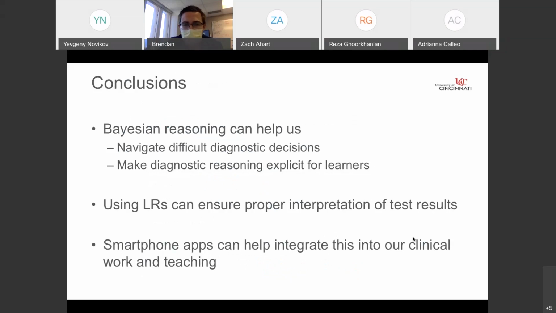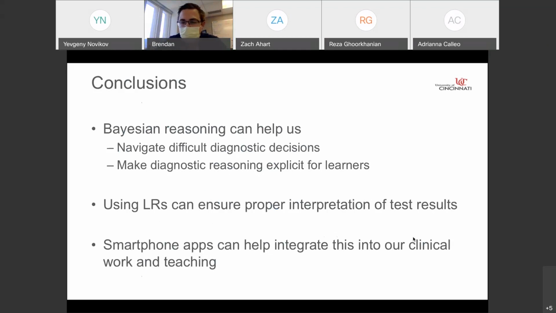So in conclusion, Bayesian reasoning is really helpful in navigating difficult diagnostic decisions. And it makes diagnostic reasoning explicit for learners. It helps people understand why we make the decisions we make. And it also helps ensure proper interpretation. Make sure that when we order tests, when we run laboratory studies, when we do physical exam maneuvers, that we're not giving them too much credence or not enough credence.